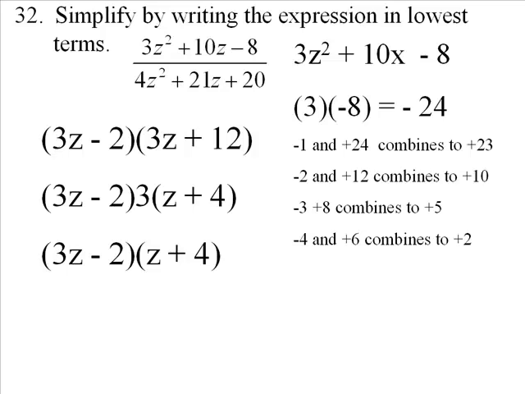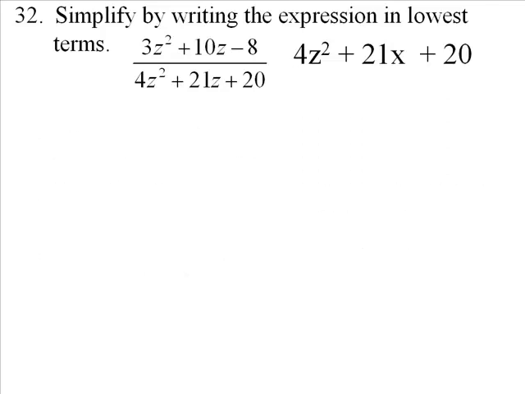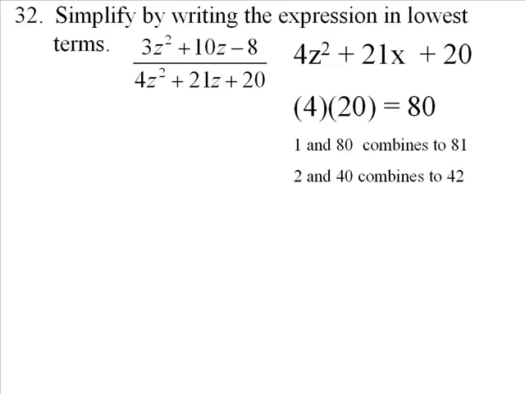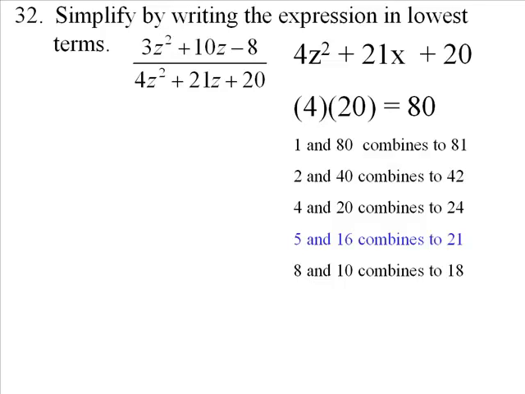Now going to the denominator, we're going to factor 4z squared plus 21z plus 20. So we want to do 4 times 20, which is 80. We want to have 1 times 80, and 2 times 40, and 4 times 20, and then you're going to have a 5 times 16. Then you'll have 8 times 10, and there are no other factors, because there's nothing between 8 and 10 that will go into 80.